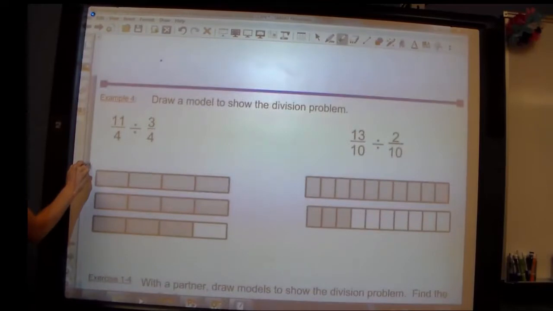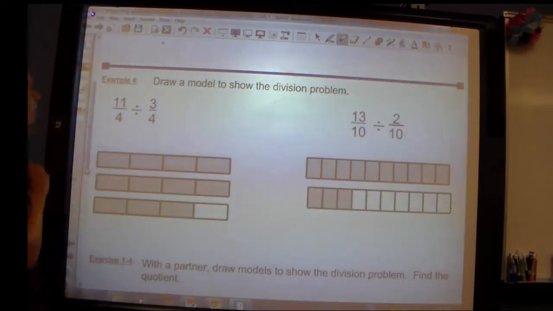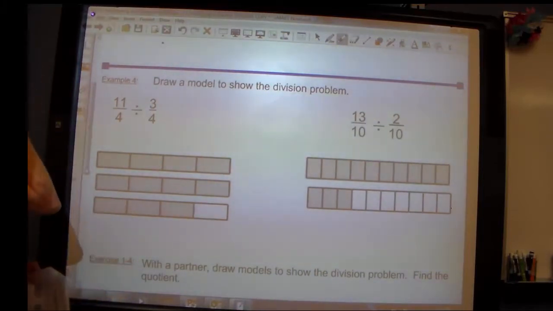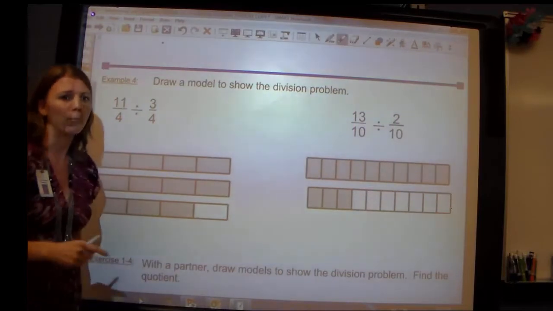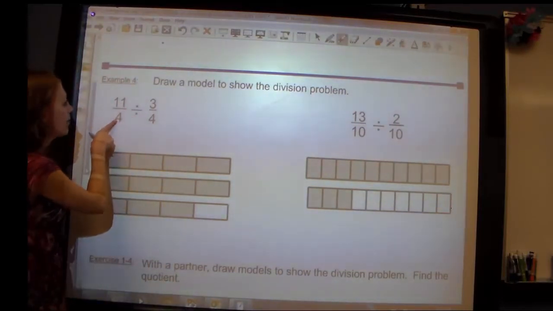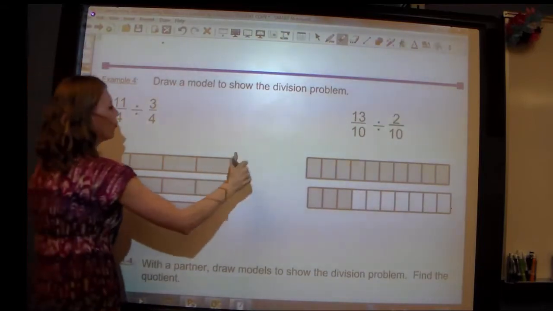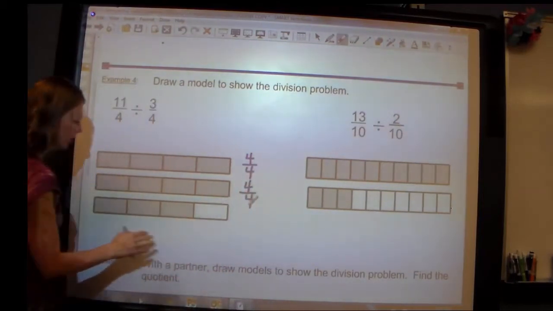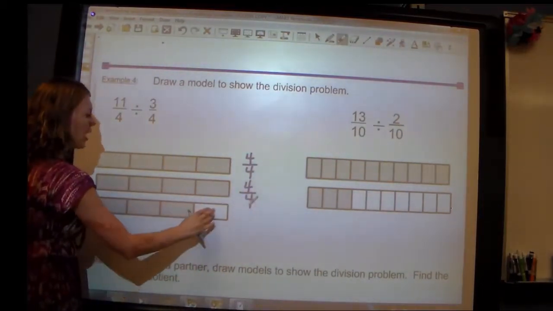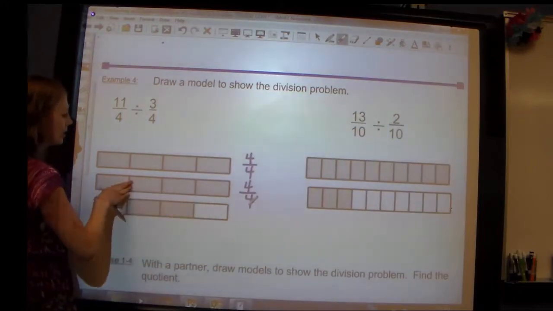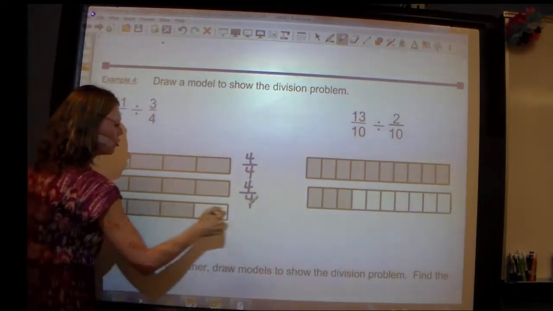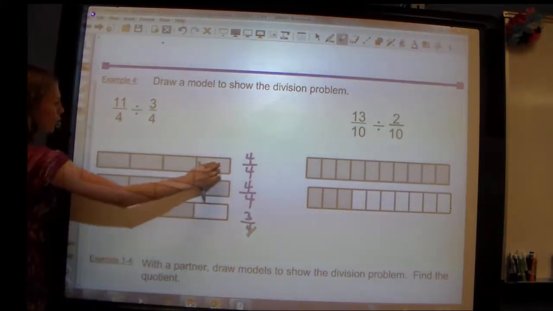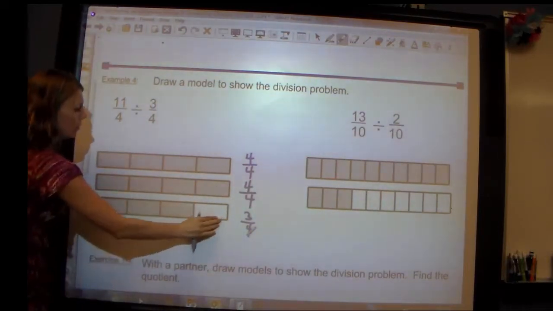I have 2 more examples here. Draw a model to show the division problem for 11/4 divided by 3/4. So this is a little bit different because this is improper. The numerator is larger than the denominator. So the way that we do this is we show 4/4 here, another 4/4, which would make 8/4, and then another, and there's only 3 out of the 4 shaded, because if we have 8, we need 9, 10, 11, so this shows 3/4. But you can see how it's groups of fourths, 4 fourths, then 8 fourths, 9, 10, 11 fourths.